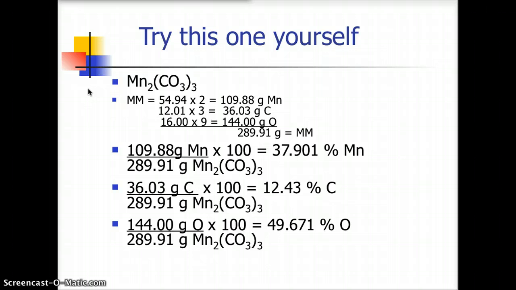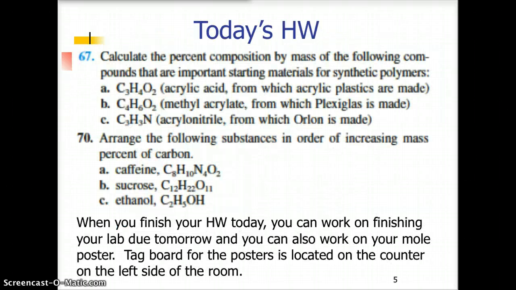So now you're going to practice on your own. The problems here are number 67 and 70. You can either work out of the textbook or you can work right directly off of this slide. Same thing. So we have 3 compounds. You have to find the percent of each element in each compound. And that's for 67. Same idea for number 70. So you're just going to work your way through.